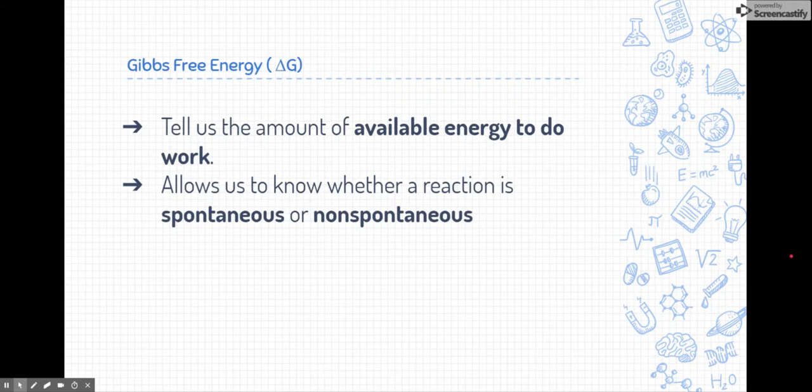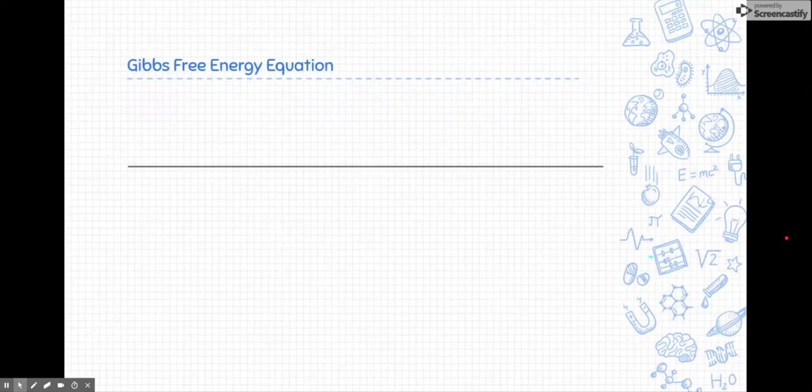You might remember that spontaneous just means that it happens naturally. It happens without any outside intervention or any outside help. And Gibbs free energy lets us know whether that's going to happen or not.